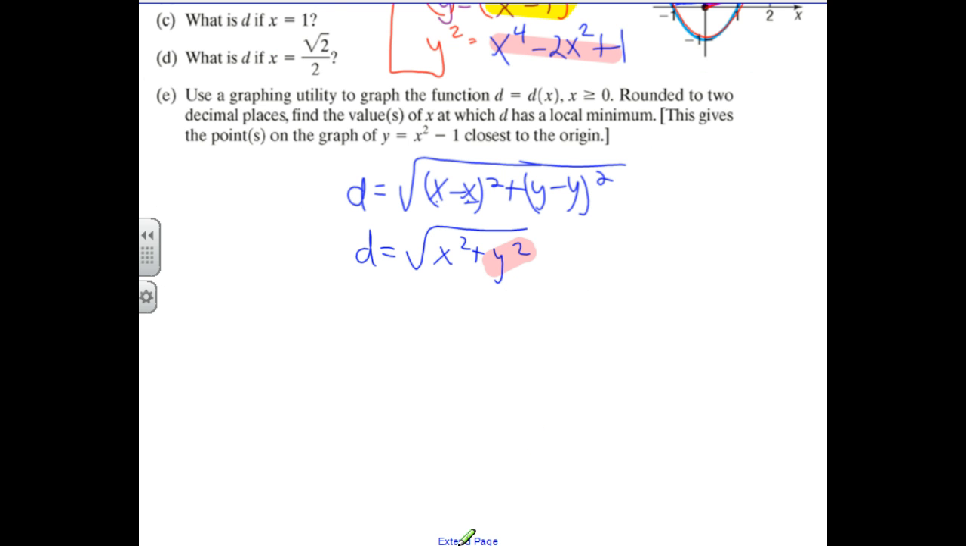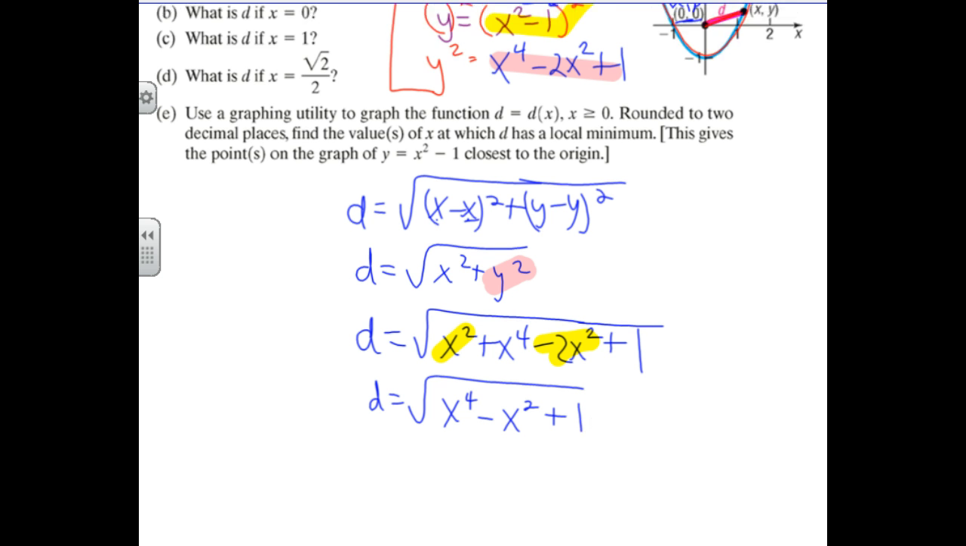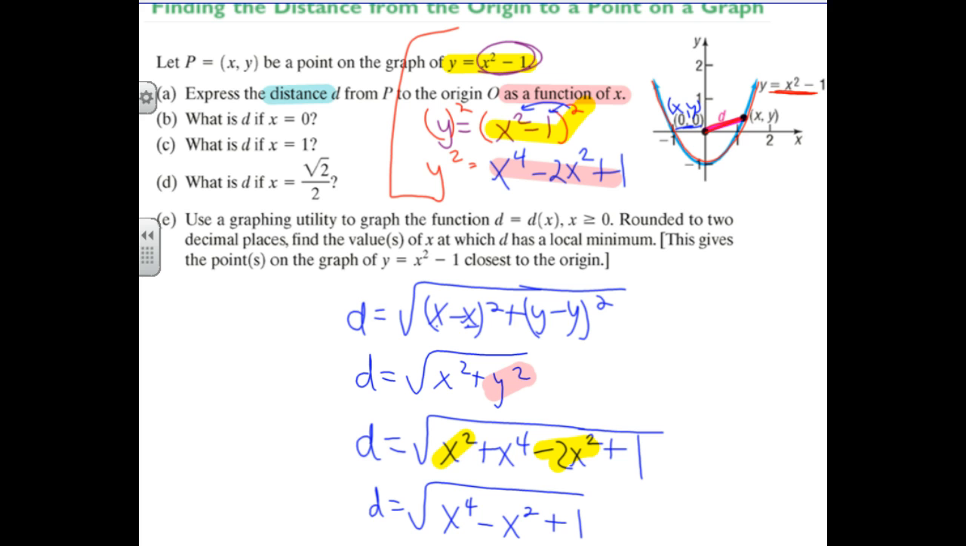So continuing on here, I'll get a new definition. The square root of x squared plus x to the fourth minus 2x squared plus 1. And it looks like I can combine some like terms here. I've got a negative 2x squared and an x squared. And I'll put the x to the fourth term first. So x to the fourth minus x squared plus 1. So there's the distance for any x value in terms of x.